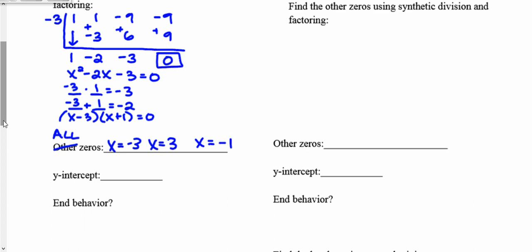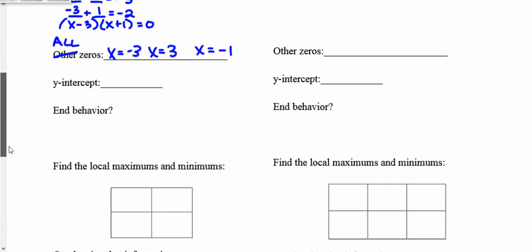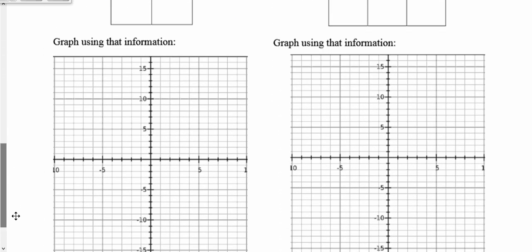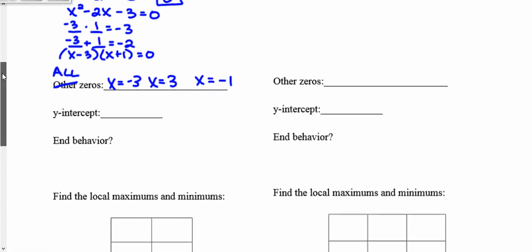So using that given zero and synthetic division and factoring, you're able to find all your zeros, which means you have your x-intercepts. So I'm going to go ahead and go down to the graph, and I'm going to graph these. So we have negative 3, negative 1, and positive 3. All right, so we're well on our way to create this graph.